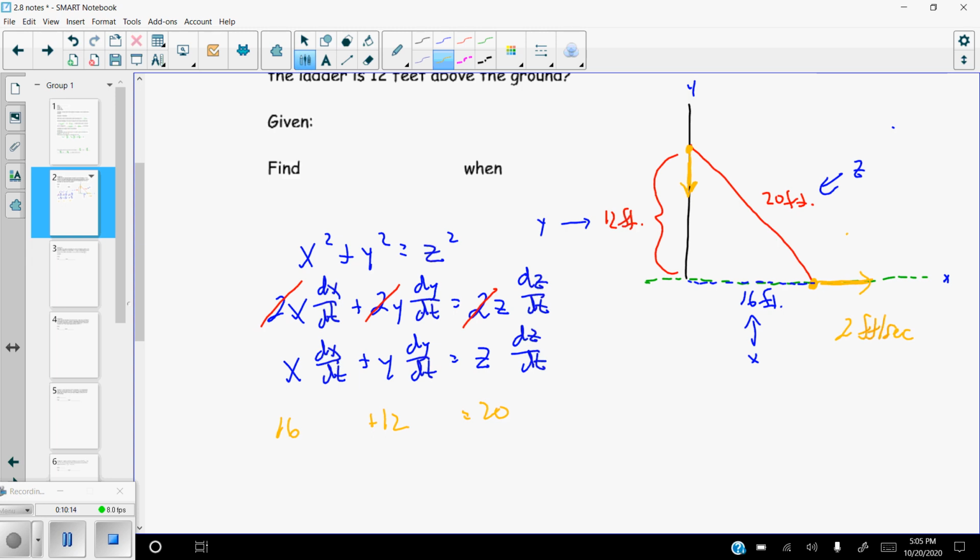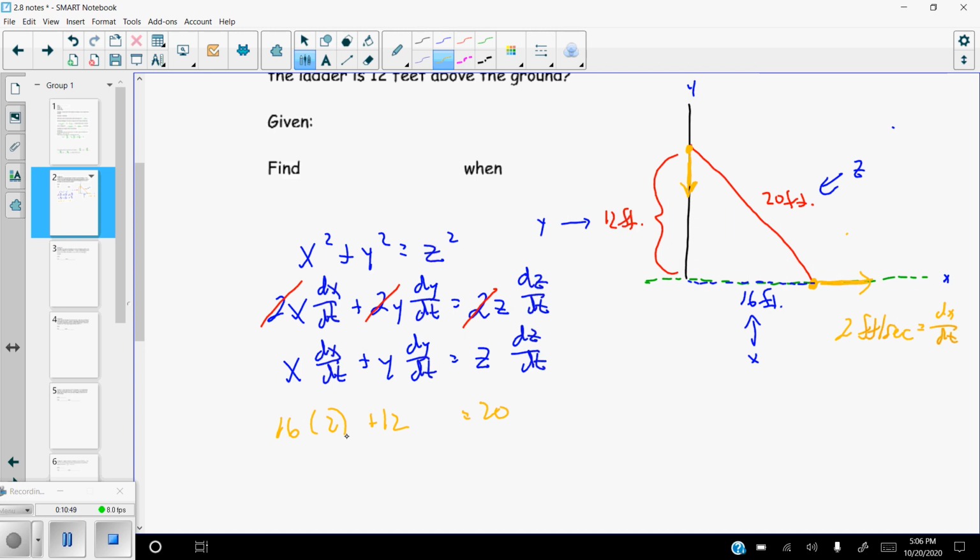So now let's figure out what it is that we're looking for. What else do we have? Well, I know that the horizontal piece is moving away from the building at 2 feet per second. Well, that's the x direction. So we're going to call this right here our dx over dt. That's how x is changing. The x, or the ladder on the bottom there, is sliding away from the wall. So technically it's affecting how long the length is of the x value. So that's going to be dx over dt. So I'm going to fill that in as 2.